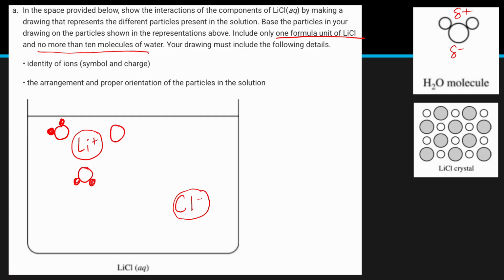If you want to draw 5 because it said no more than 10, you can totally do that. And then with the chloride ion, I want the hydrogens facing the ion because it's negative and the hydrogen end is positive. So opposites attract. And that would give you your marks on this question.